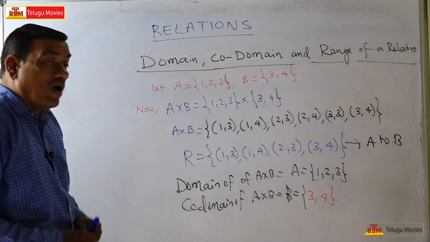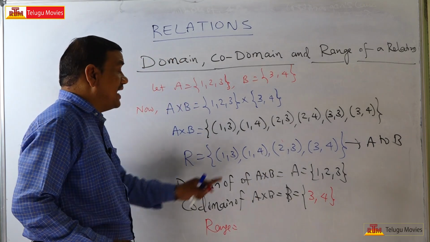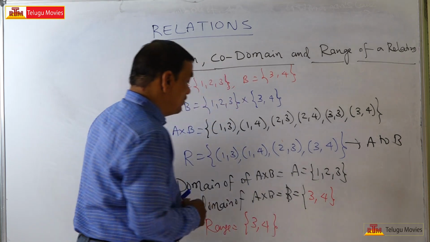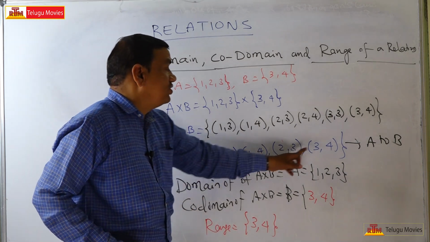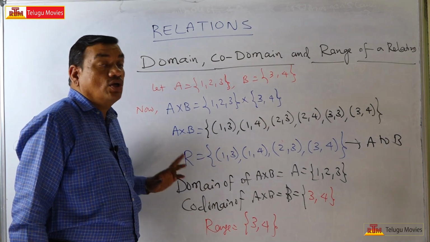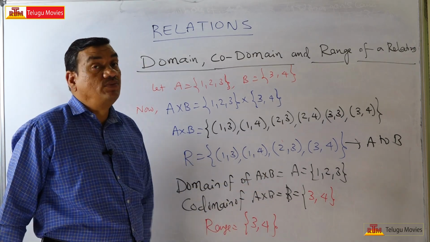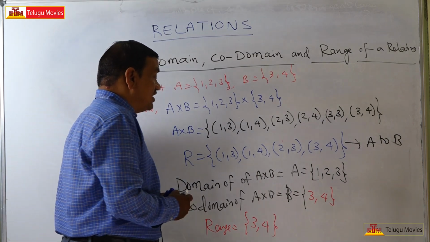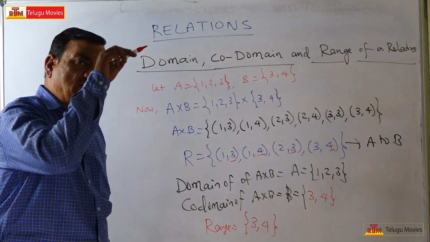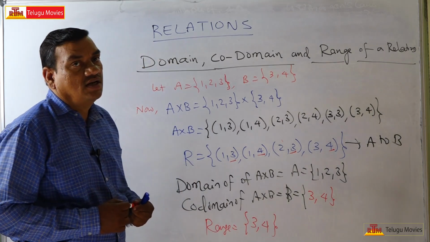Understand? What does the range mean? The set of all the second elements. What are the second elements here? 3, 4, 3, 4. That means 3, 4. That is the range of the relation R. Range of the relation means the set of all the second elements of every ordered pair. From every ordered pair you have to take the second element. That is called the range of the relation.